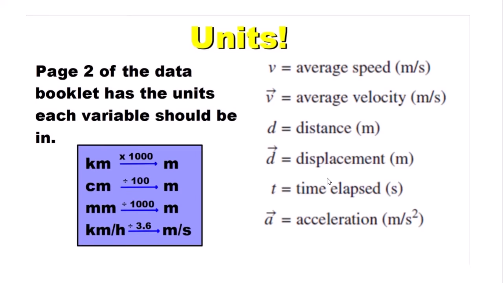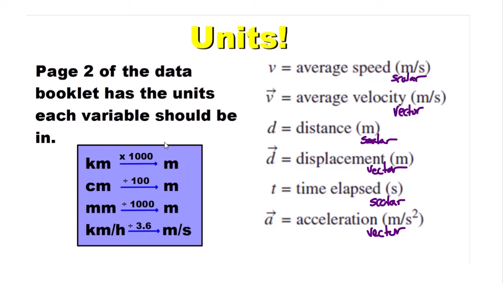Now, in your data booklet, you'll have some of your units listed for you. Some common quantities that we'll use will be speed and velocity. Speed is the scalar, velocity is the vector, right? You can recognize that because velocity has got the vector arrow. Speed doesn't. Distance is scalar, and displacement is vector. We'll use time, which is always scalar, and acceleration, which is always going to be a vector.